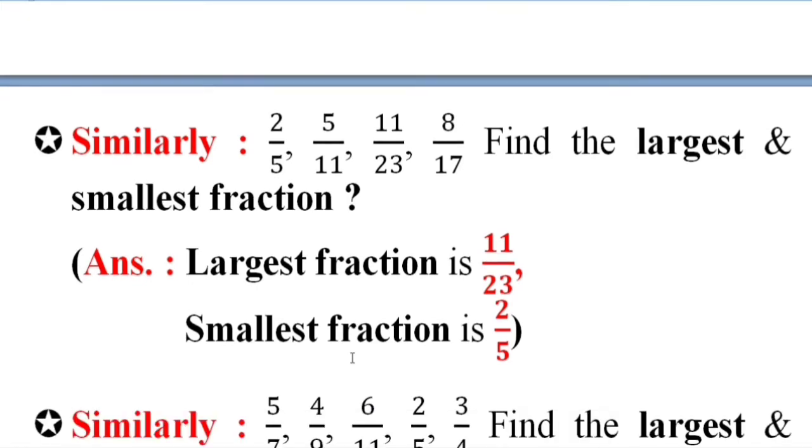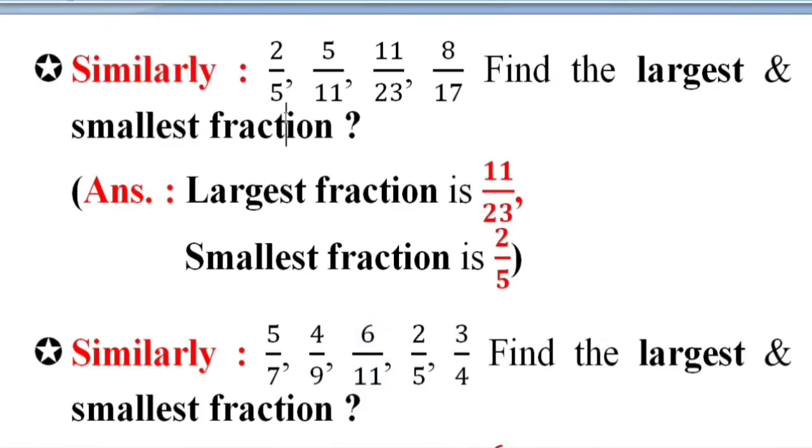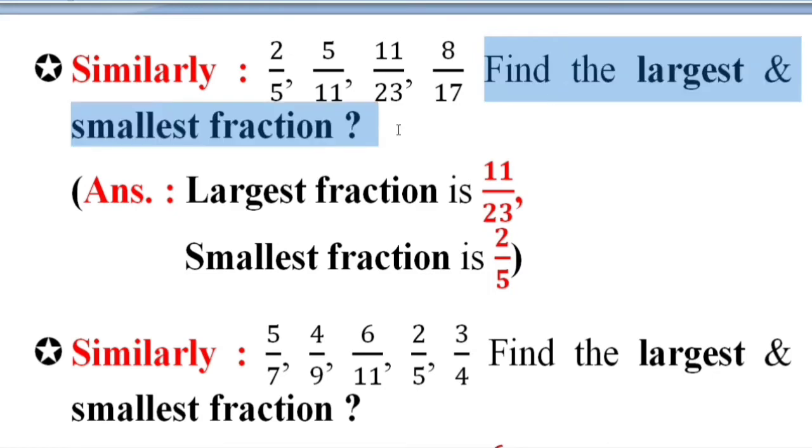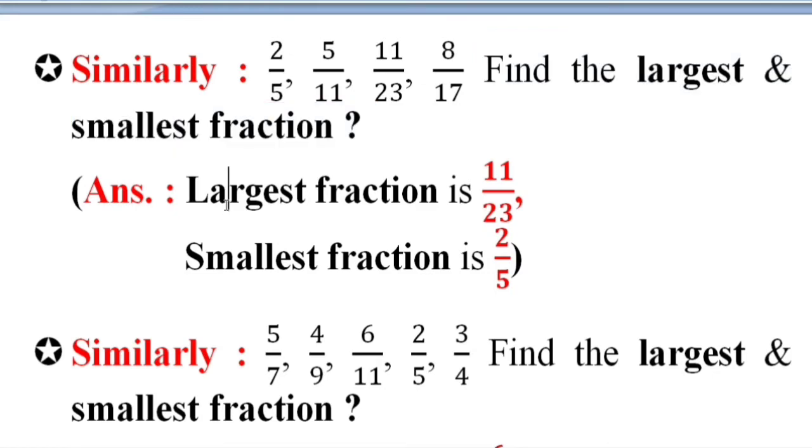Similarly, 2 by 5, 5 by 11, 11 by 23, 8 by 17. Find the largest and smallest fraction. Answer: the largest fraction is 11 by 23 and the smallest fraction is 2 by 5.